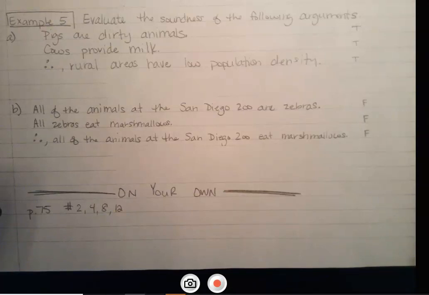Doggone. All right, pigs are dirty. Well, that is a true statement. Cows provide milk. Also a true statement. Therefore, rural areas have low population density. Well, that's a true statement, right? Kirksville has a low population density. All right, but it says evaluate the soundness of the following arguments. Remember, we had to have all true statements. So check, we've got that. What else did we have to have?